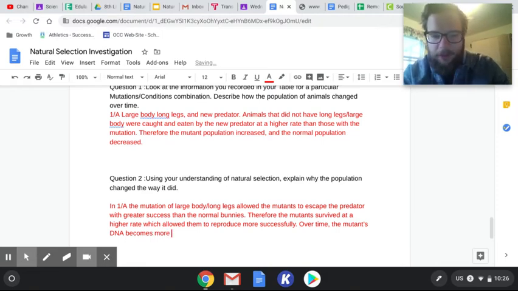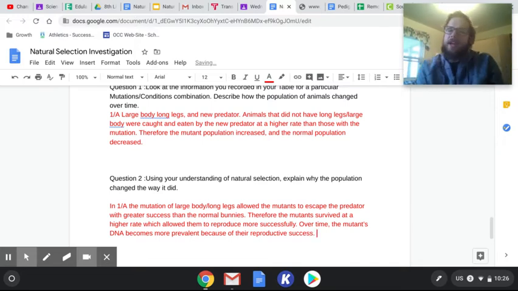I'm going to use prevalent. You can use common. It would help if I spelled it right. Is that how you spell it? Sweet. Thanks, Google. So their DNA becomes more prevalent or more common or shows up more often because of their reproductive success.